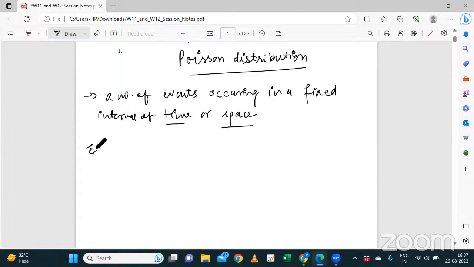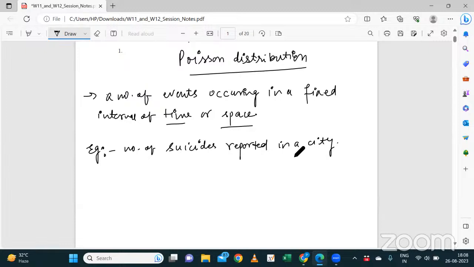Carry on, please. So for example, suppose I'm interested to know the number of accidents happening on a road or in a particular day, if you are interested. What about time? Let's say I'm interested to know the number of suicides reported in a particular city, that can be anything.